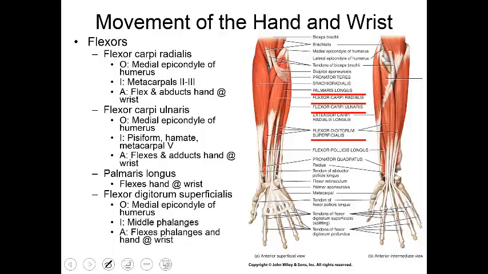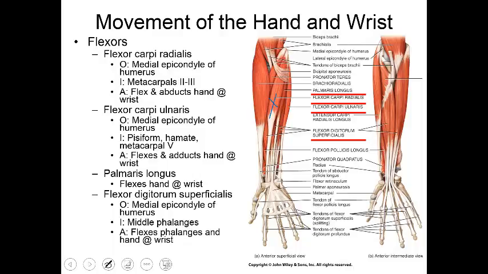So the first flexor we're going to look at is the Flexor Carpi radialis. Carpi refers to carpals, the wrist, the carpal region. So this is a muscle that helps you flex your wrist, so reduce the angle of the wrist. And it is this one right here. Flexor Carpi radialis. Now look at its origin.